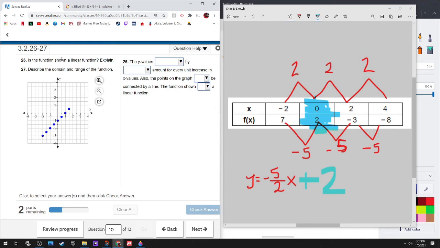All right. Is the function shown a linear function? Well, look at those. Are they in a straight line? If they're in a straight line, we can call it linear. Sometimes when I get this problem, they're not in a straight line.